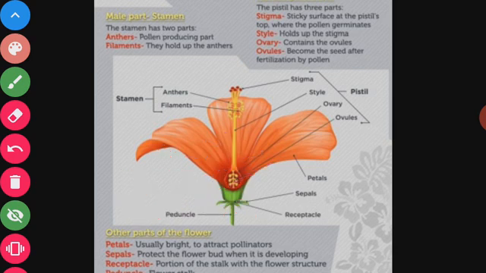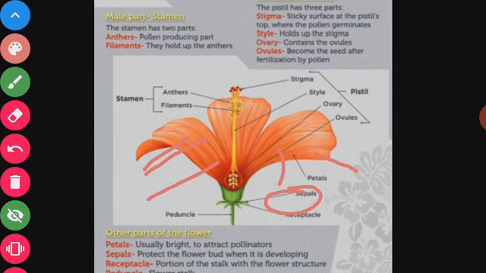Second, petals. The colorful parts of the flower are called petals. The petals lie inside the sepals. The sepals are on the outside, and inside the sepals are the petals. One colored leaf-like structure is known as a petal.